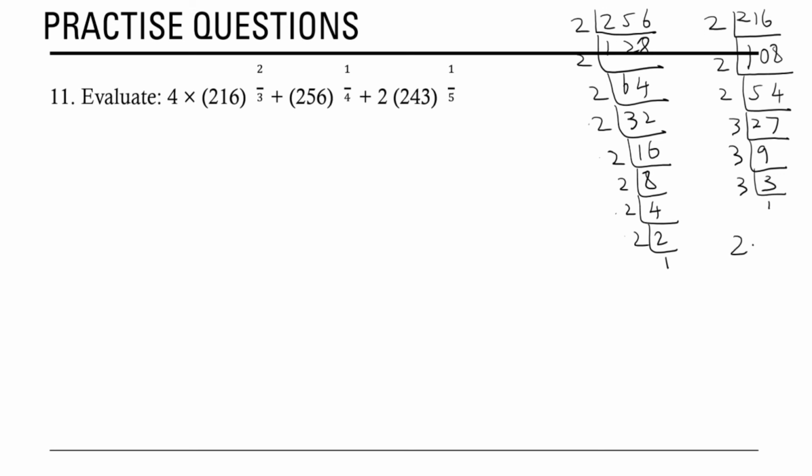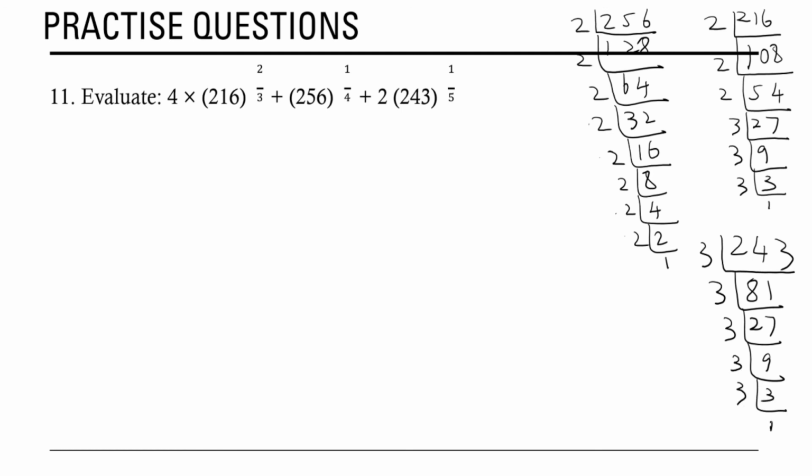Next, I am proceeding with 243. 243, I am dividing it by 3. So 81. Again 3, 27. Again 3, 9. Again 3, 3. 3, 1. So 243 is 3 raised to 5.